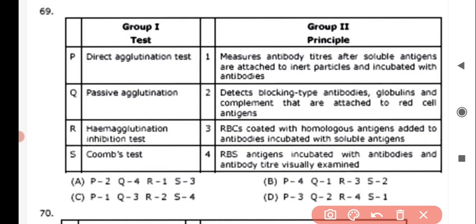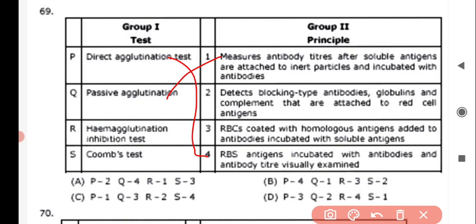In the next question, group 1 contains the tests and group 2 contains the principles. For the first test, direct agglutination test, the correct answer is option number 4, that is RBC antigens incubated with antibodies and antibody titer visually examined. Then for passive agglutination, the correct answer is option number 1, that is measures antibody titers after soluble antigens are attached to inert particles and incubated with antibodies.